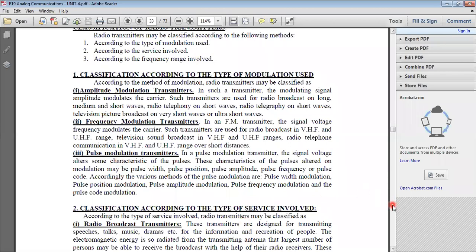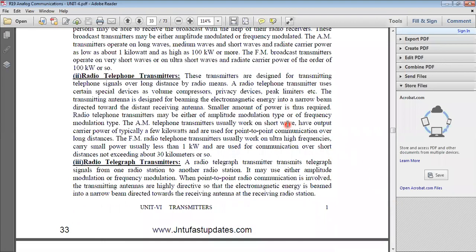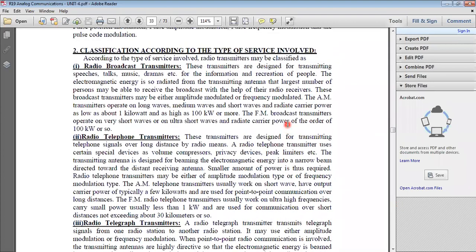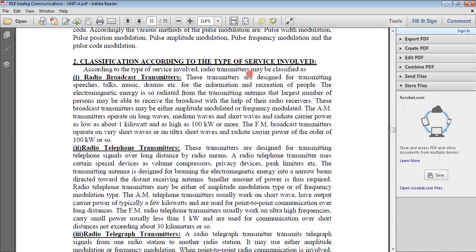Now coming to the second technique. What is that second technique? The second way of classification is done based on the service involved. What is meant by service involved? The transmitters are used for which type of service? If it is used to broadcast radio signals, then it is called radio broadcast transmitters. Again, there are different types. The first one is radio broadcast transmitters.